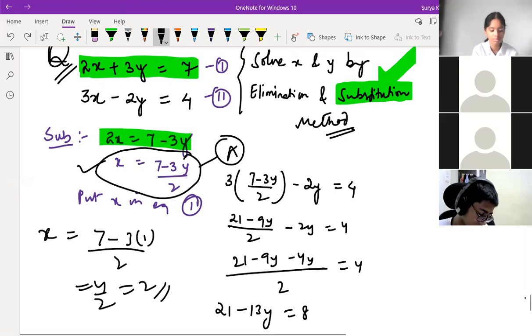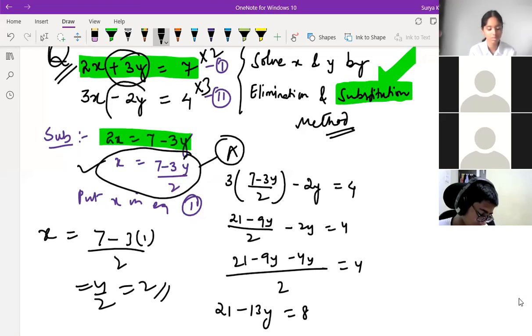Or first equation multiply by 2, second equation multiply by 3. Your wish. See, if you multiply by 2, this becomes 6y. And this also becomes 6y, right? If you multiply by 3, this becomes plus 6y and this becomes minus 6y. Understood what I'm trying to say? Yes, sir. Cancel it off.